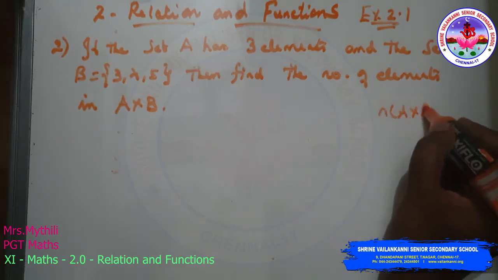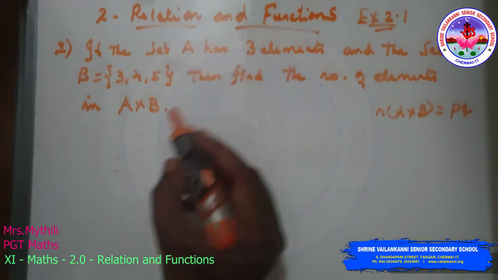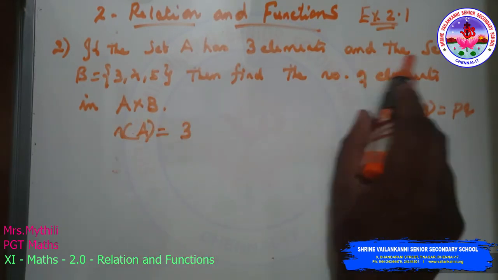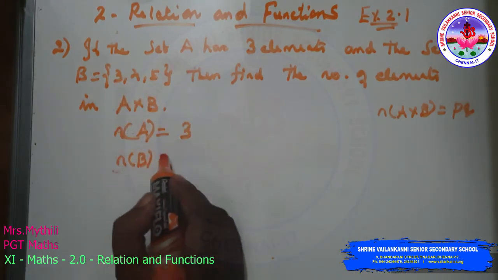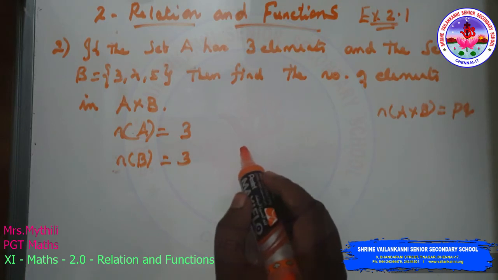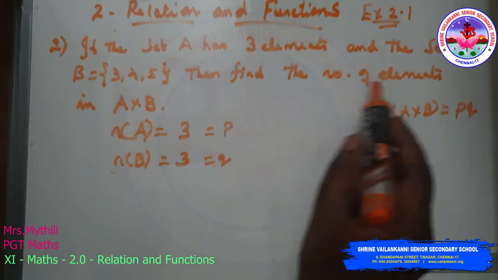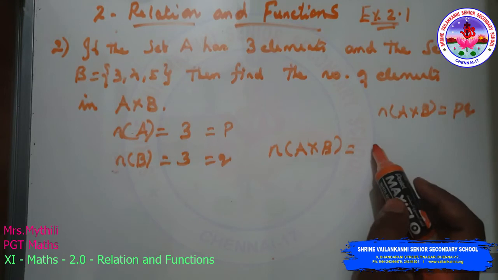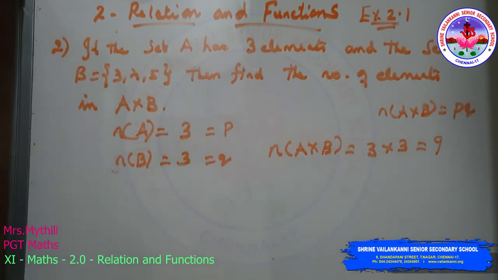That is n of A cross B equal to P into Q. So set A has 3 elements, that is n of A equal to 3, and set B has 1, 2, 3 elements, so n of B equal to 3. We say that this is P and this is Q. We have to find the number of elements in A cross B. So n of A cross B is P into Q, so 3 into 3, which is equal to 9. So the number of elements in A cross B is 9.